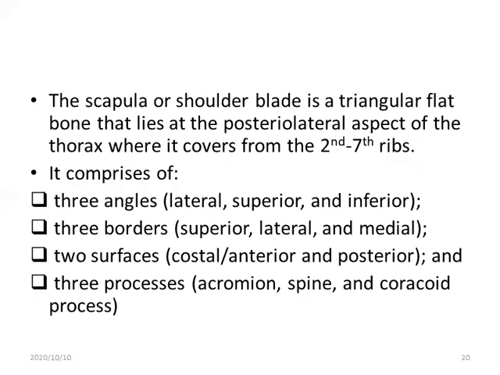Now, what is the scapula? The scapula, or shoulder blade, is a triangular flat bone that lies at the posterolateral aspect of the thorax, at the posterior side of the thorax, where it covers from the second to the seventh rib. It comprises three angles, three borders, two surfaces, and three processes.